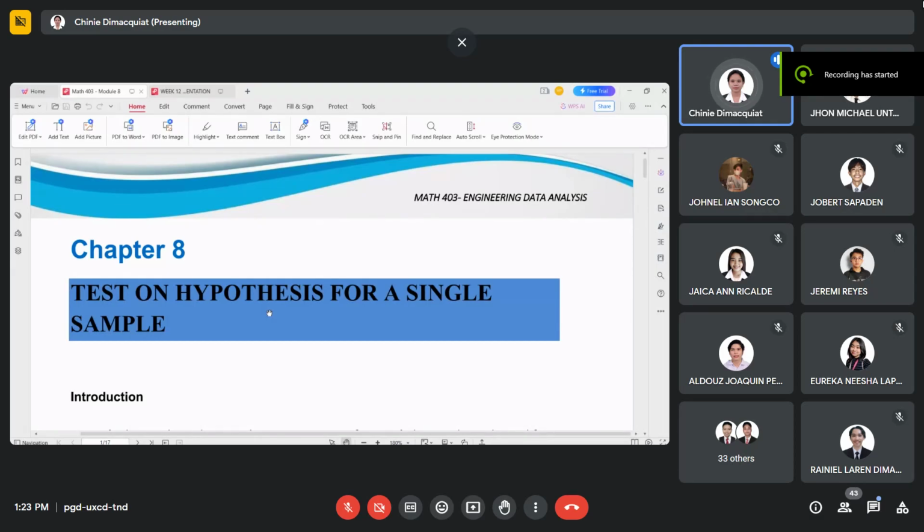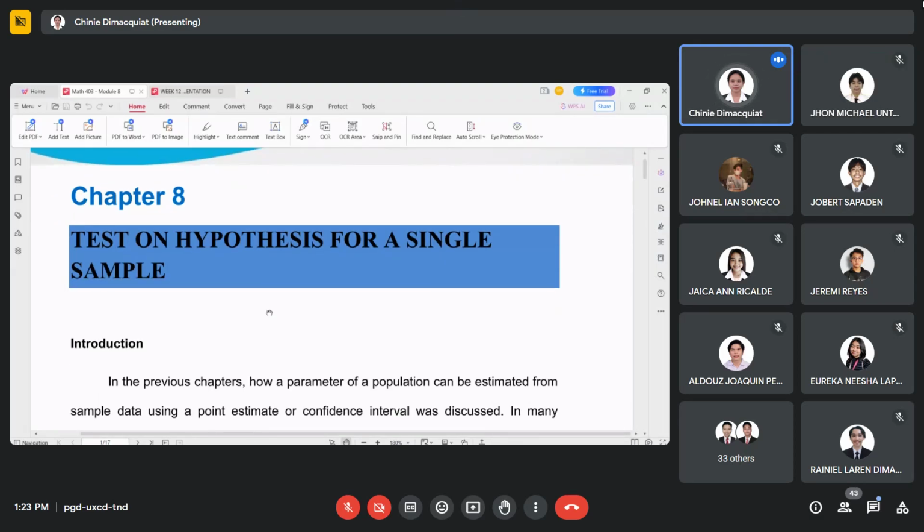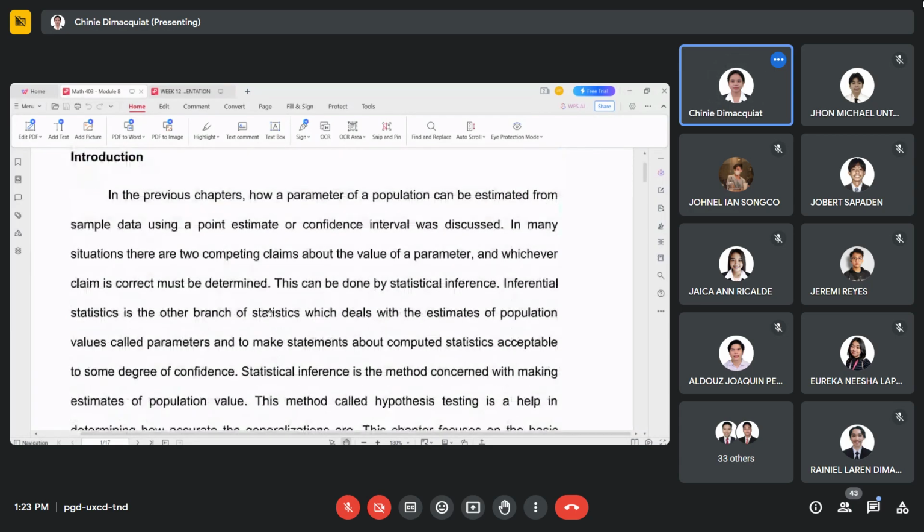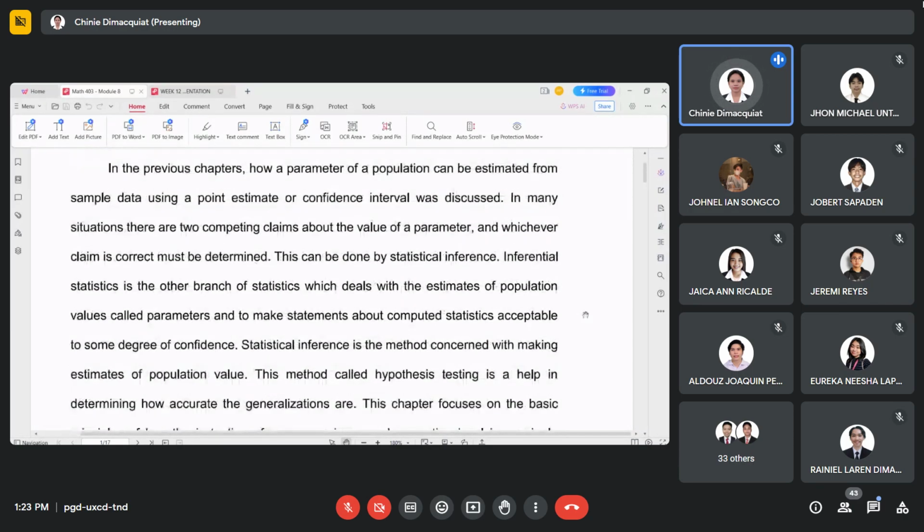Null and alternative hypothesis. So more on hypothesis testing. Inferential statistics is the other branch of statistics which deals with the estimates of population values called parameters, and to make statements about computed statistics acceptable to some degree of confidence.